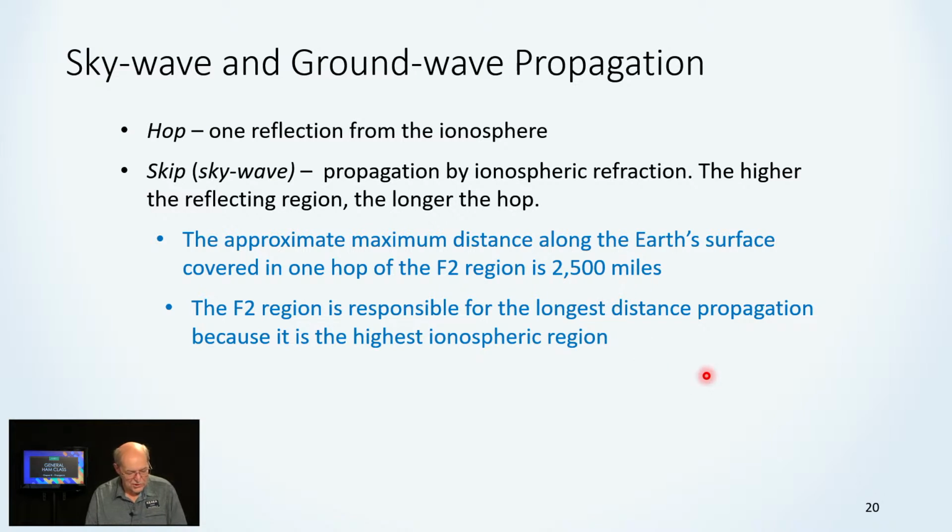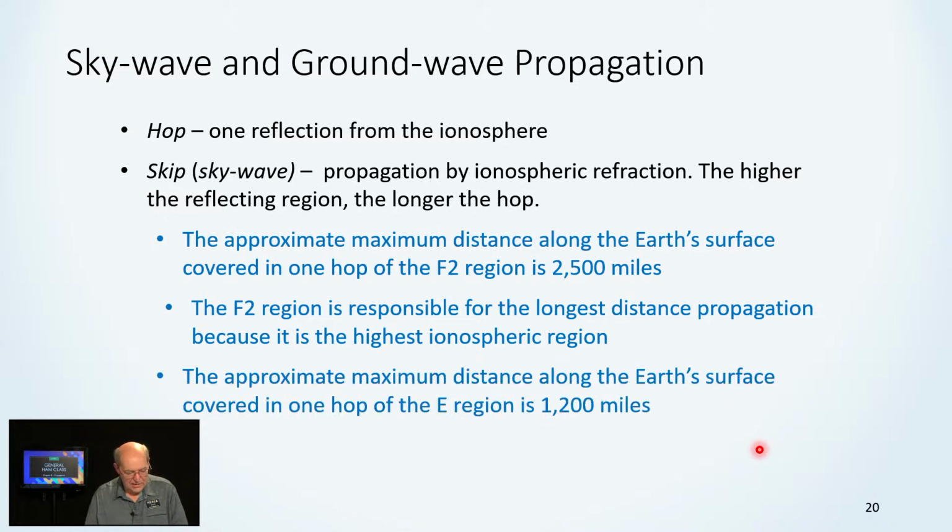Another separate pool question. The F2 region is responsible for the longest distance propagation because it is the highest ionospheric region. It's like a pool table. If you shoot at a fairly shallow angle, the ball's going to go much further. Same idea. And then a third pool question. The approximate maximum distance along the Earth's surface covered by one hop of the E region is 1,200 miles. So we see the E is about half of the F in terms of maximum hop distance.